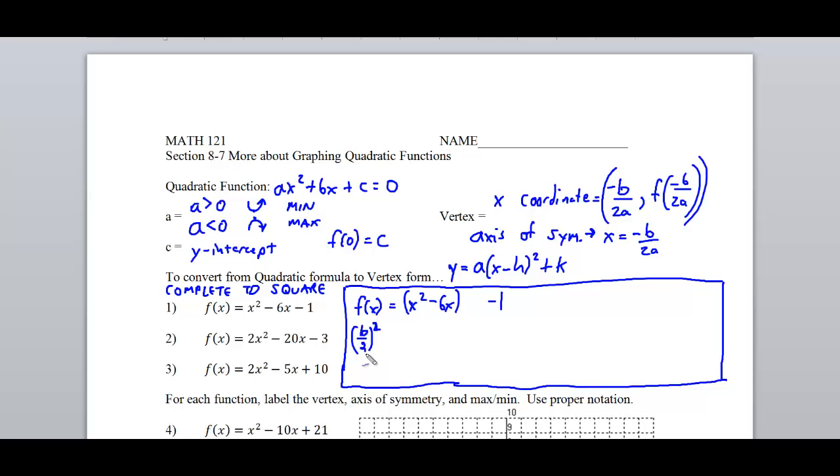So 6 divided by 2 is 3, and then squaring it, so I'm going to add 9 here, but I'm also going to subtract 9. Since this is on the same side of the equation and not opposite sides of the equation, I'm going to have to put my plus 9 and minus 9 on the same part here.